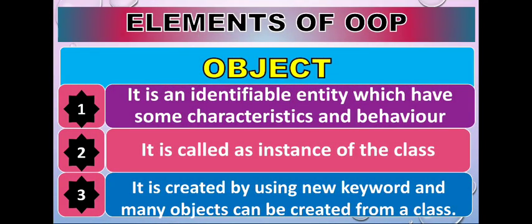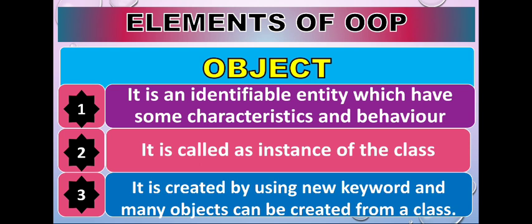Now we are going into detail. What are the elements of OOP? The first element of OOP is the object. What is an object? An object is basically an identifiable entity which has some characteristics and behavior. Any entity which we can identify is called an object.